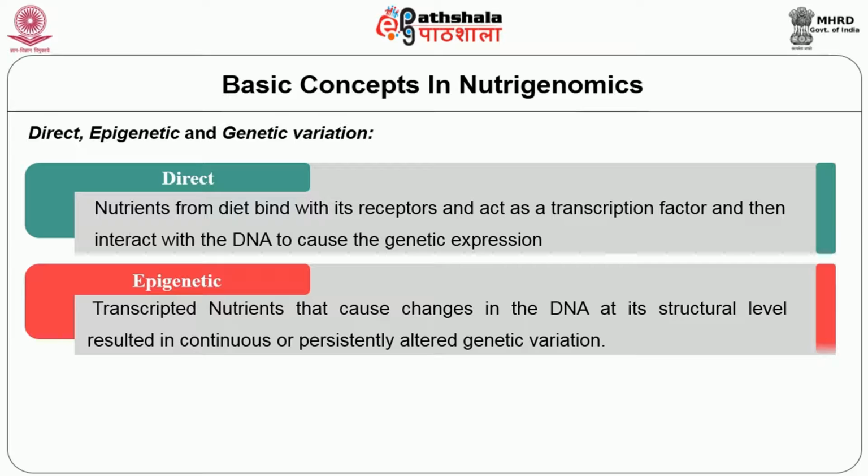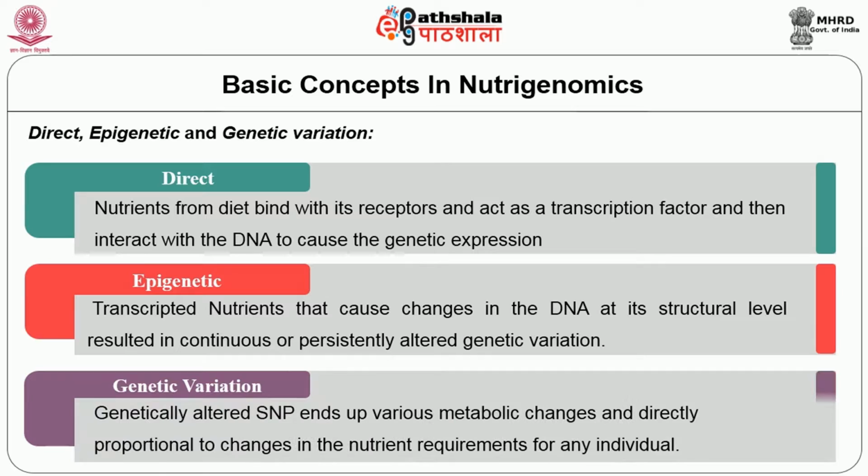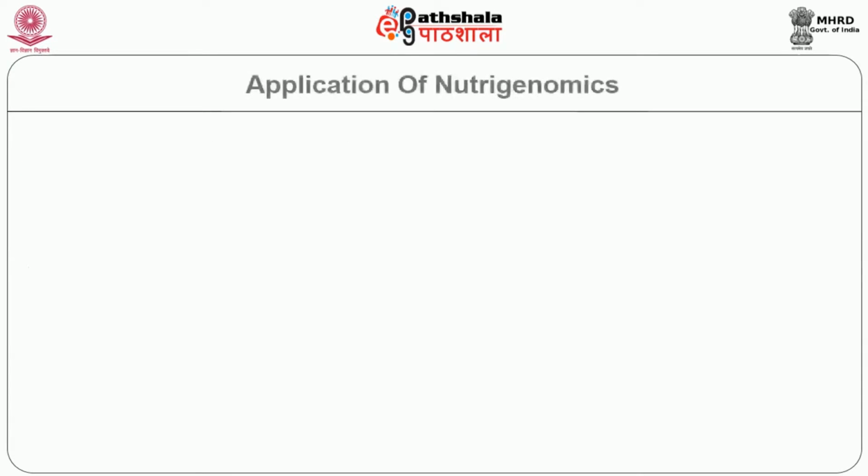Coming to the third classification, genetic variation. Genetically altered single nucleotide polymorphism ends up in various metabolic changes and is directly proportional to changes in the nutrient requirements for any individual. Applications of nutrigenomics.